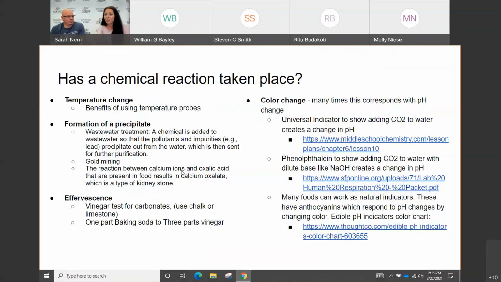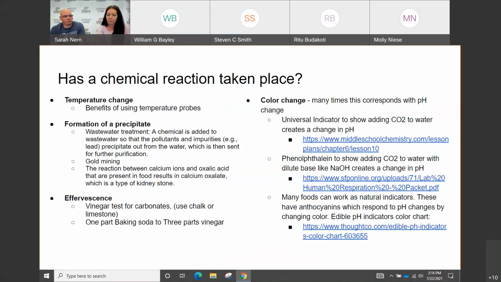And that can result, it won't always result in a kidney stone, but it could. And then you had brought up effervescence, which is just the presence of bubbles or any gas formation. So we know a gas is forming if we see bubbles, definitely. We show in the geologic time scale an up close picture of vinegar on chalk, and the vinegar test just in general for carbonates.